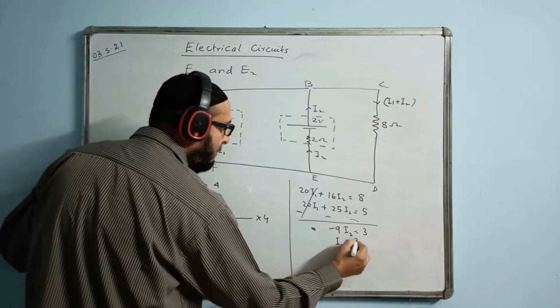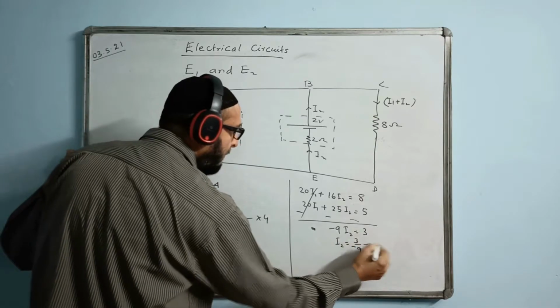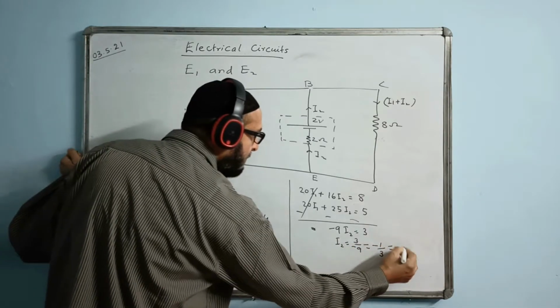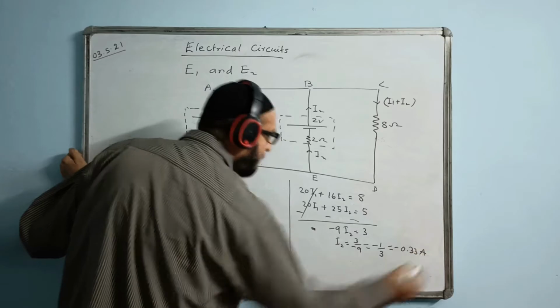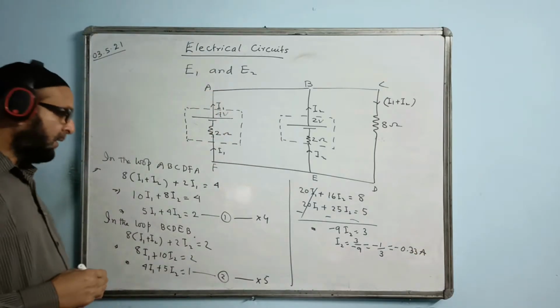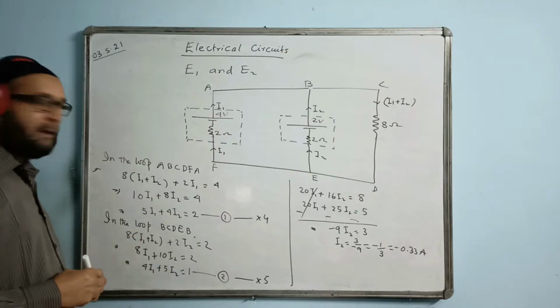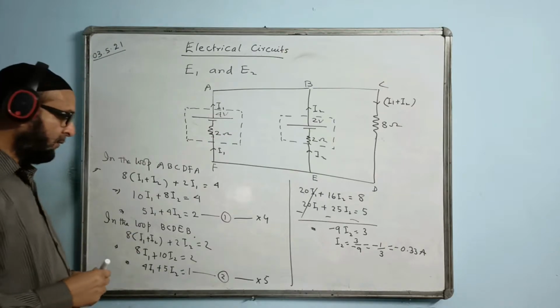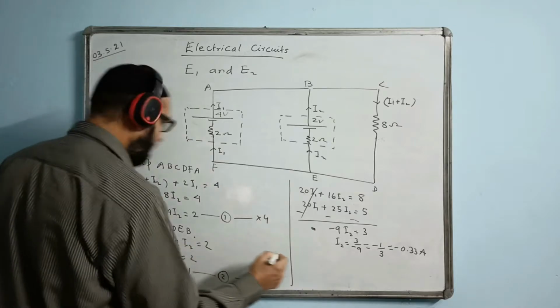So the I2 value is coming 3 by minus 9. The answer is minus 1 by 3, that is minus 0.33 ampere. That is the value of I2. Putting the value of I2 back in any one of the equations, we find the value of I1.